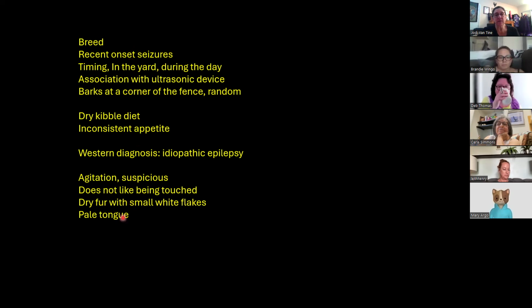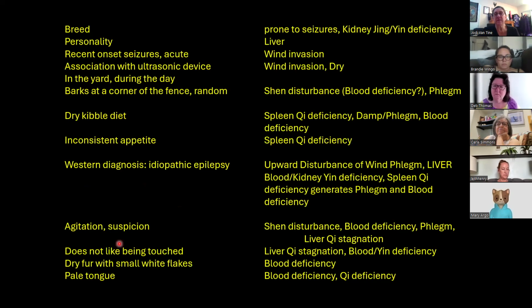So now that we have our problem list or our findings, the next thing I do, and this is going to be a very busy slide, but TCM in my brain tends to be busy, so welcome. What I do in the right-hand column is I make a list of the different TCM patterns that I might expect to see for each one of these items in the left-hand column. So the breed, again, the Kelpie, Kelpies can be prone to seizures. So that's a congenital, perhaps a kidney gene deficiency.